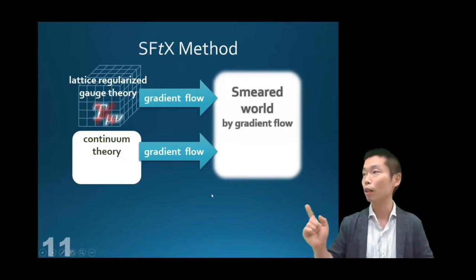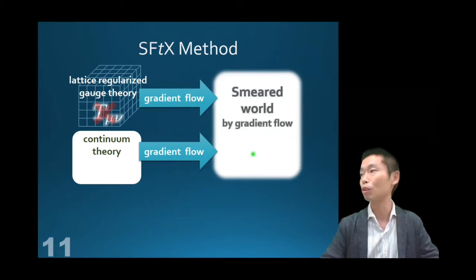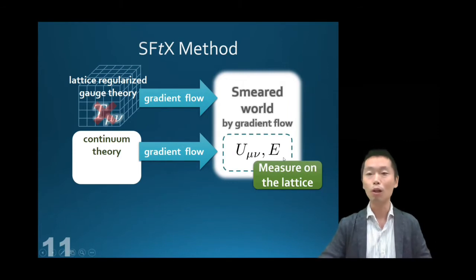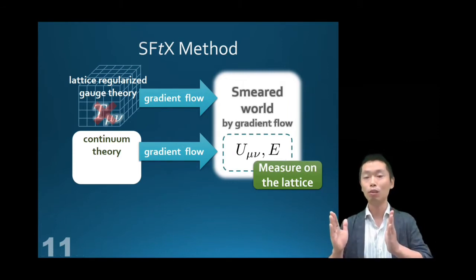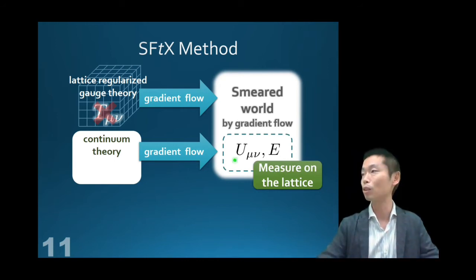And in this slide, I explain how to understand this SFtX method intuitively. As I said, the direct definition of T_mu_nu on the lattice is difficult. Then we apply the gradient flow, and we come to the smeared world. Here we measure these two operators. And in the smeared world, if the smearing distance is significantly larger than the lattice spacing, then this system forgets the existence of the lattice spacing.